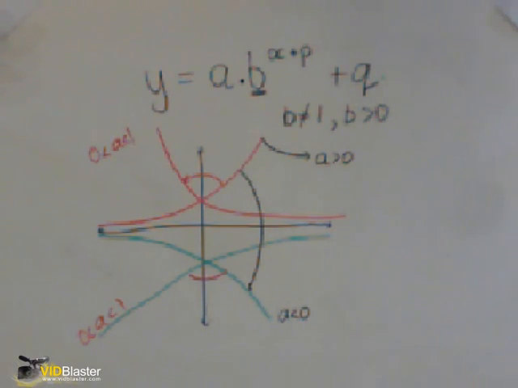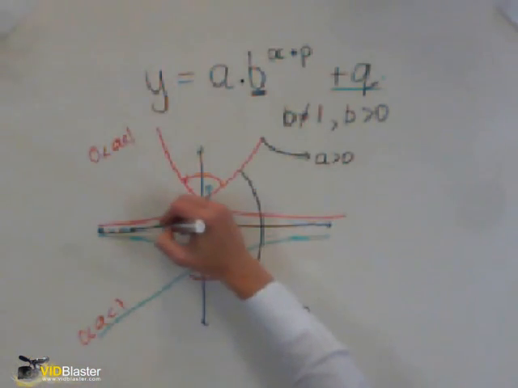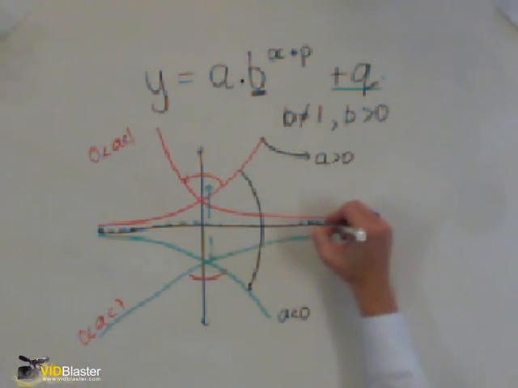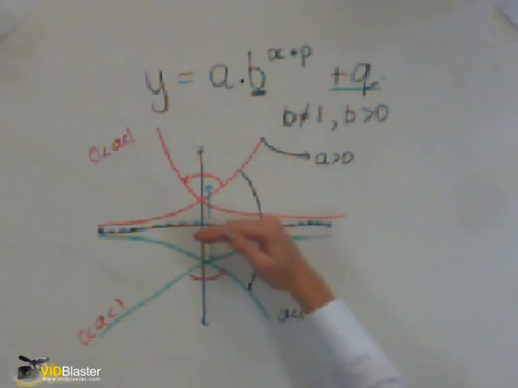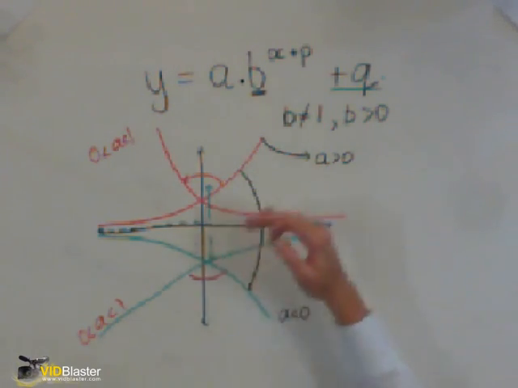Are you checking up on me? Yes, I am. That's very good, because that's the way I remember it. And then what happens with q is whether we move up or down. And obviously, our asymptote is going to be over here. And whether we move up or down, the asymptote moves up and down according to q.